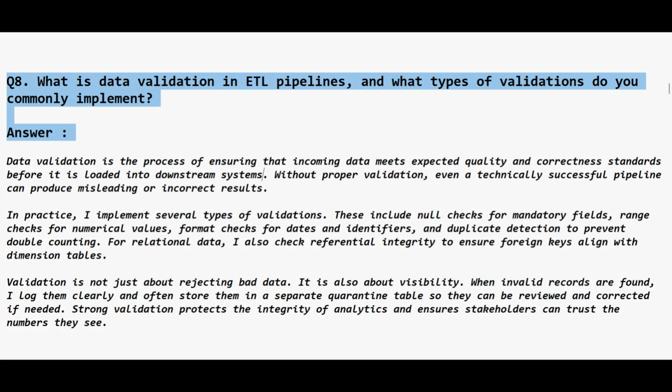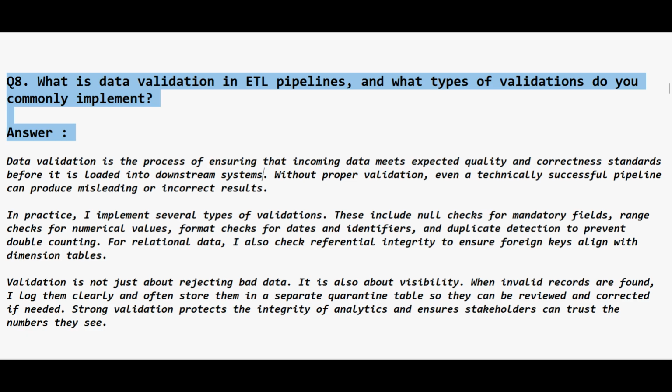Question 8. What is data validation in ETL pipelines, and what types of validations do you commonly implement? Answer. Data validation is the process of ensuring that incoming data meets expected quality and correctness standards before it is loaded into downstream systems. Without proper validation, even a technically successful pipeline can produce misleading or incorrect results. In practice, I implement several types of validations.